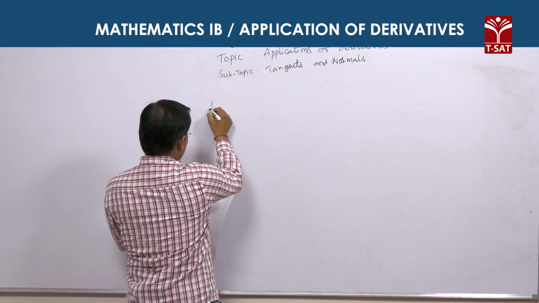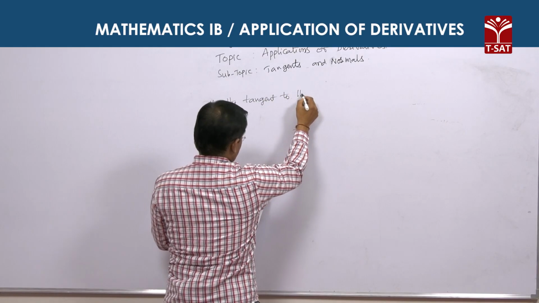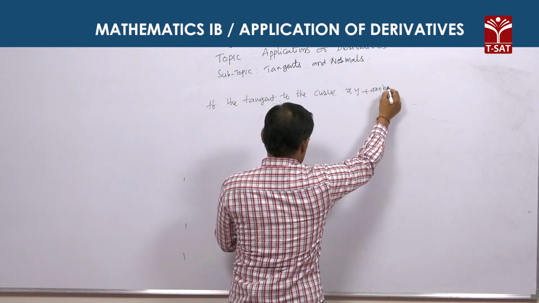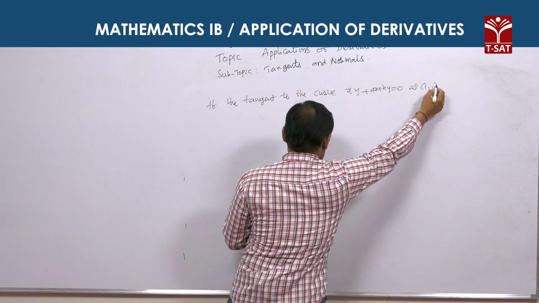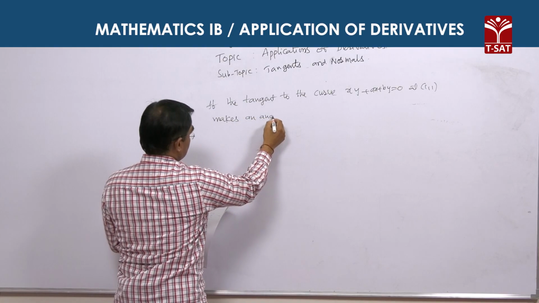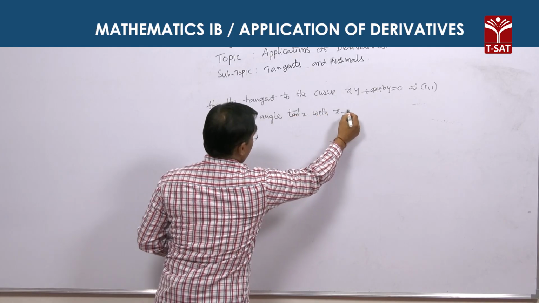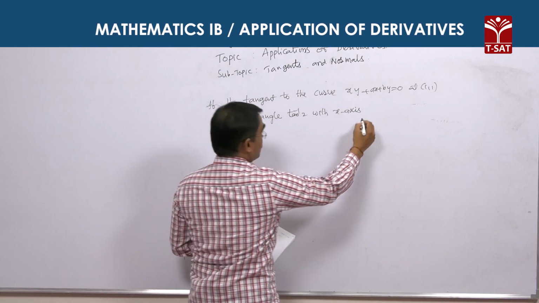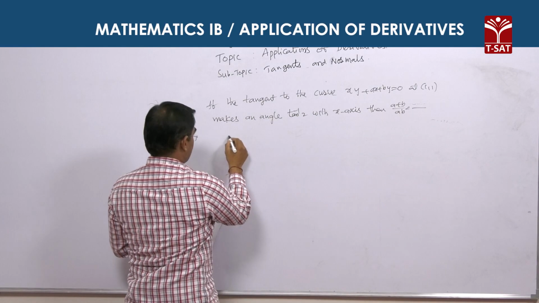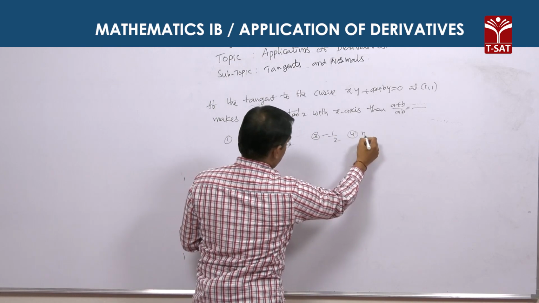Next question, if the tangent to the curve xy plus ax plus by is equal to 0 at the point 1,1 makes an angle tan inverse 2 with x axis, then a plus b by ab is equal to dash. First option is 0, second option is 1/2, third option is -1/2, fourth option is none of the above.